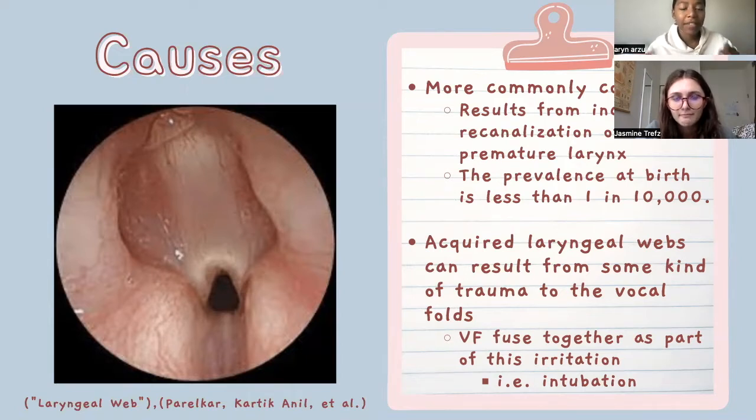The web can either start anteriorly, posteriorly, or on a rare occasion, start posteriorly and go anteriorly. But for congenital, they start anteriorly most of the time. The prevalence of congenital laryngeal webs is 1 in 10,000. Acquired causes for a laryngeal web can be gastroesophageal reflux, smoking, previous surgeries, infection, or a prolonged intubation.